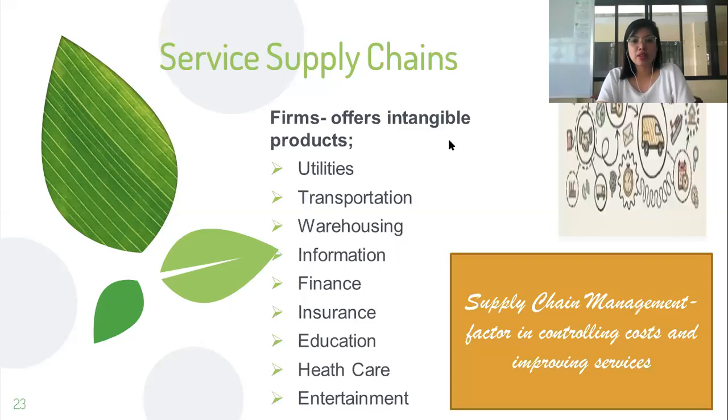So service supply chain, first intangible products. We have the utilities, transportation, warehousing, information, finance, insurance, education, healthcare, and entertainment. Supply chain management is one of the factors that control costs and improve services. So if the supply chain management is organized, as in the example of how bread becomes bread and how the bread goes into the store or the bake shop, all of the processes have an equivalent cost. So if the supply chain is well organized and well managed, this will control costs and improve services.